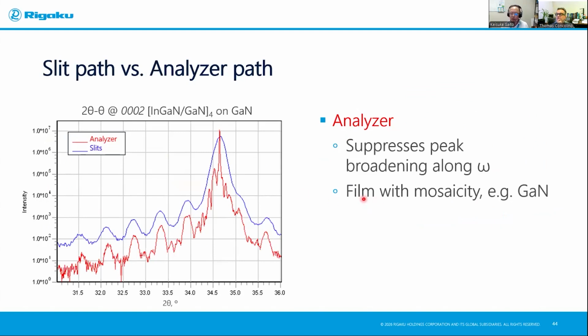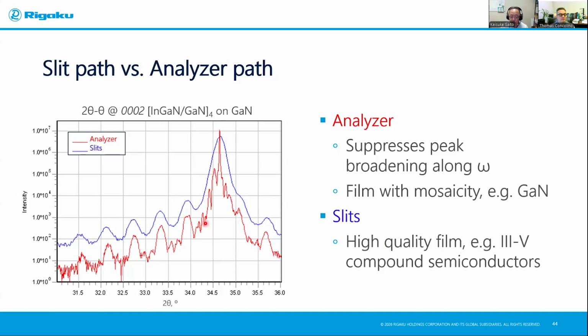If your film is expected to have a large mosaicity, for example gallium nitride, in this example a gallium nitride quantum well structure, indium gallium nitride, 4 times repetition on the gallium nitride substrate, there is a lot of mosaicity. This is a 20-year-old sample, and this is a comparison of the slit and the analyzer crystal on the same sample. Totally different resolution, right? That is the reason why we may need to have the analyzer crystal. But if your sample is perfect, a smaller mismatch system, then you don't need it. The analyzer just kills intensity. Just the slit configuration is enough.